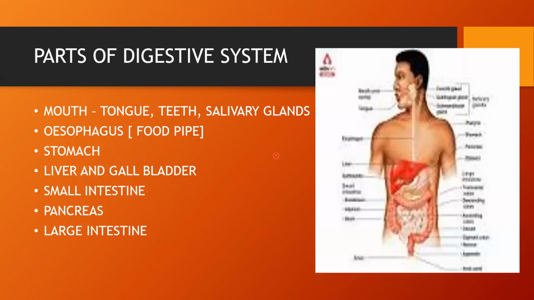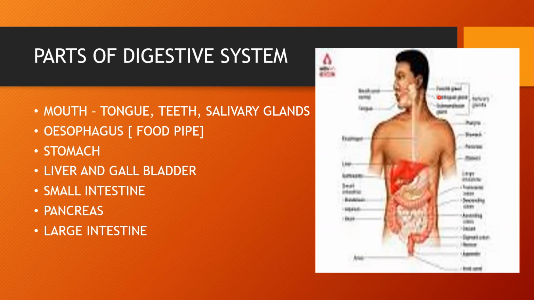Yes, first is your mouth. So mouth, everyone knows mouth. Mouth is here through which we take the food, and after mouth what comes? Tongue. These things you can see easily, you can feel it easily. Tongue. Okay, first is your tongue, then your teeth, then your salivary gland.